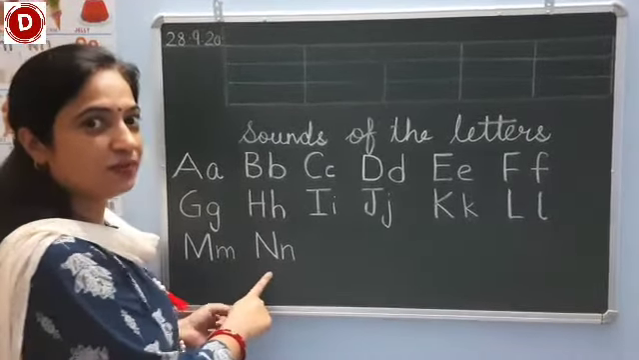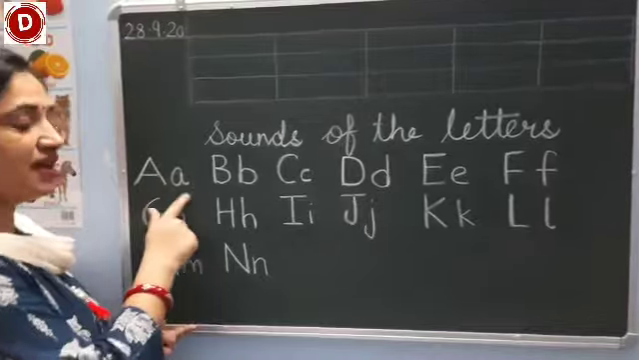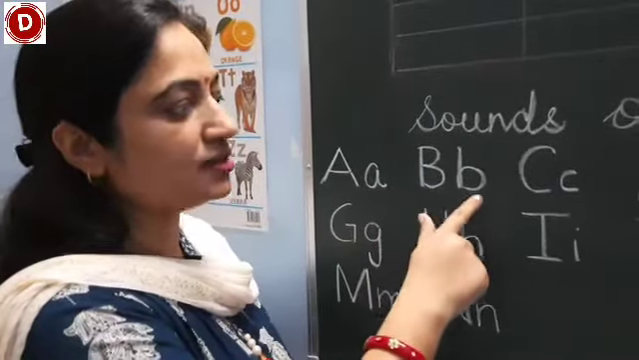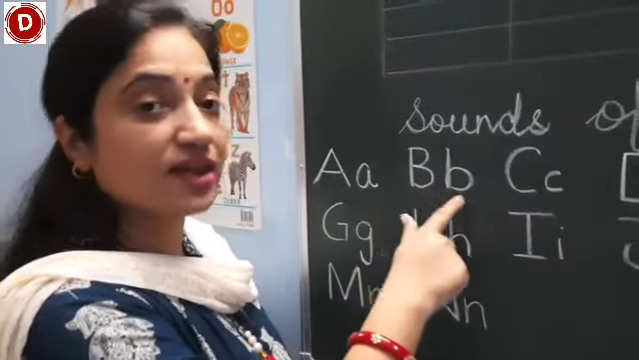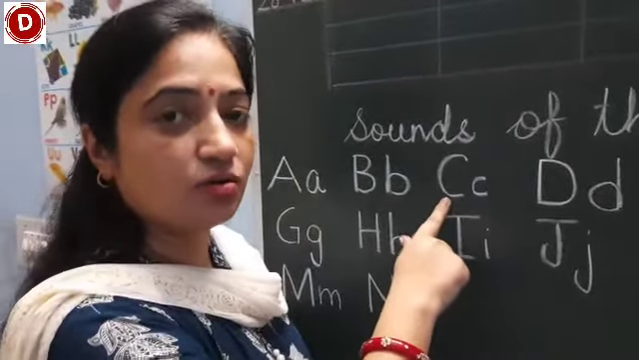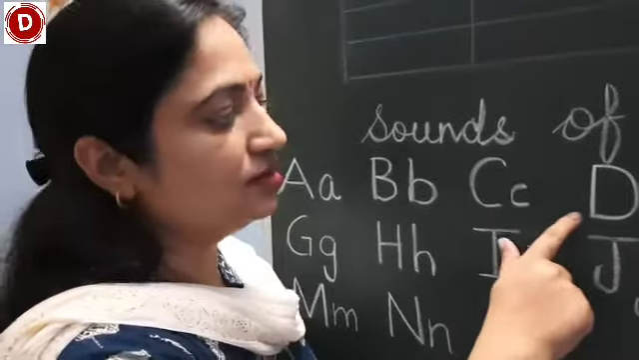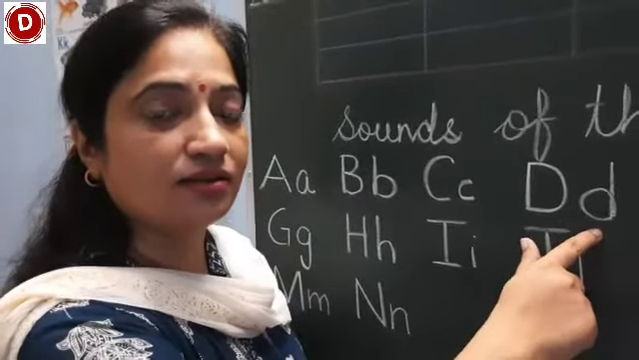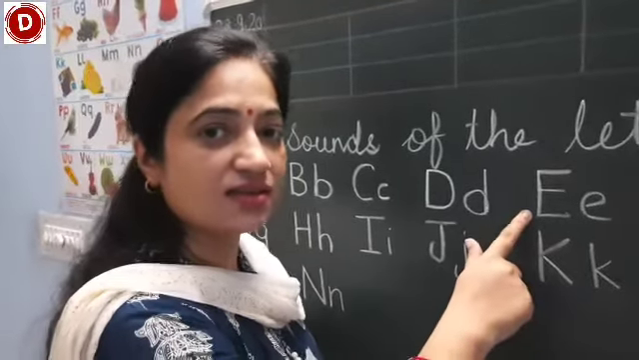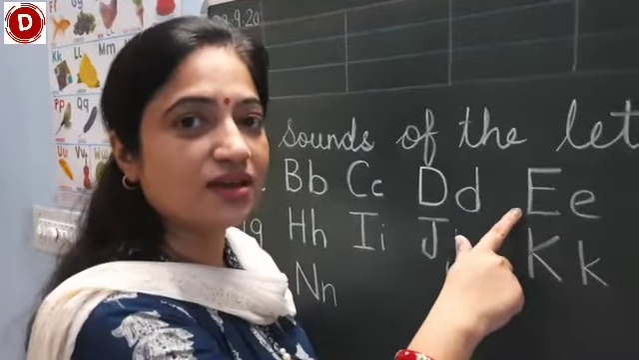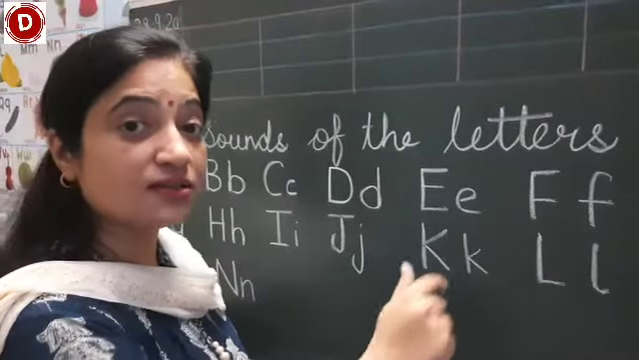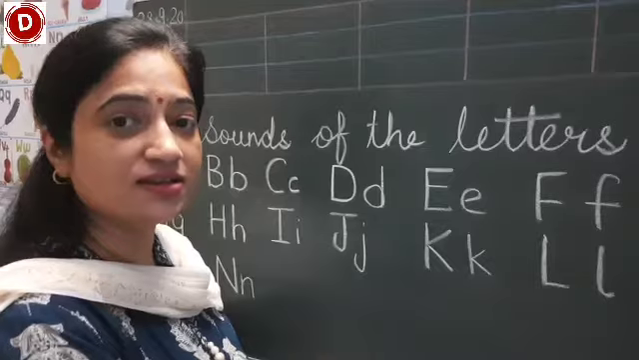So you also repeat it with me. A says A. B says B. C says K. The sound of C is K. D says D. The sound of D is D. E says Eh. The sound of E is Eh. F says F. The sound of F is F.